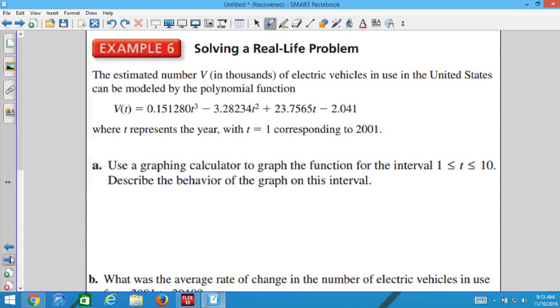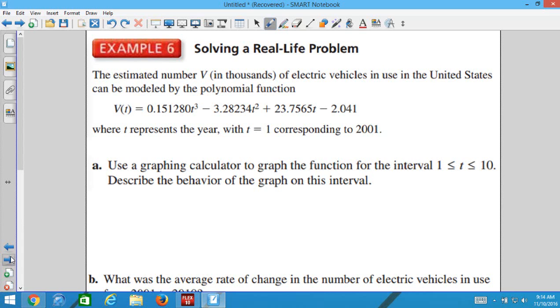What's T represent? No, T represents 1, which corresponds to 2001. T represents all of the years. Use a graphing calculator to graph the function for the interval 1 less than or equal to t less than or equal to 10. Describe the behavior of the graph on this interval.